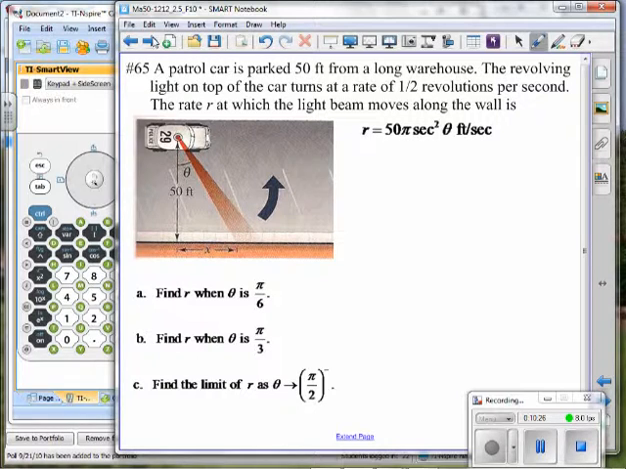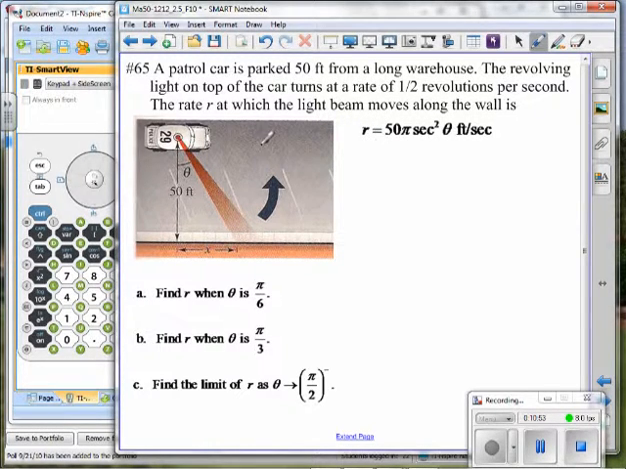One of the interesting problems, I think, that we come up to. Patrol cars parked 50 feet. Now, I don't know if this is problem 65 or not. It may be. We have a new textbook. I think it is 65. Patrol cars parked 50 feet from a long warehouse. The revolving light on top of the car turns at a rate of a half a revolution per second. The rate at which the light beam moves along the wall is this.